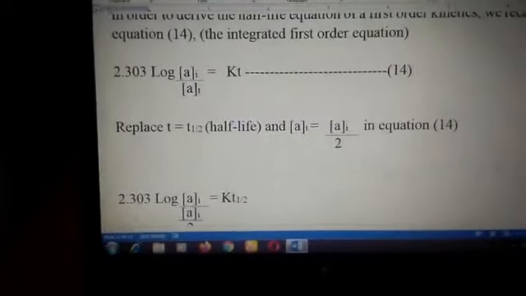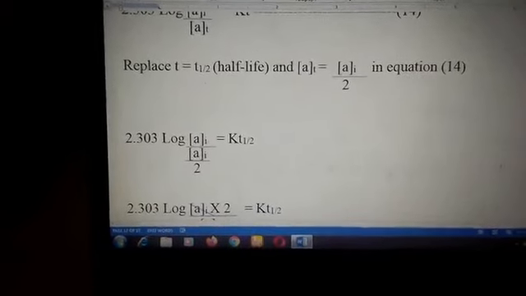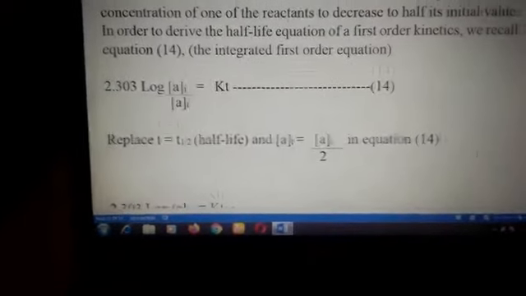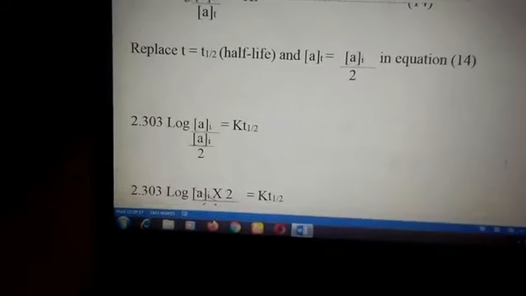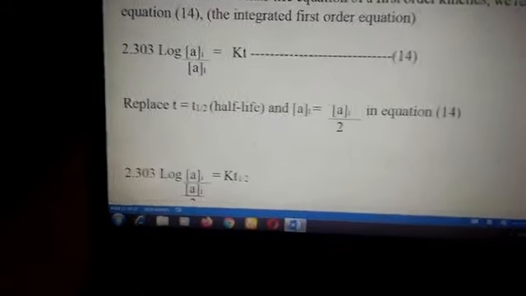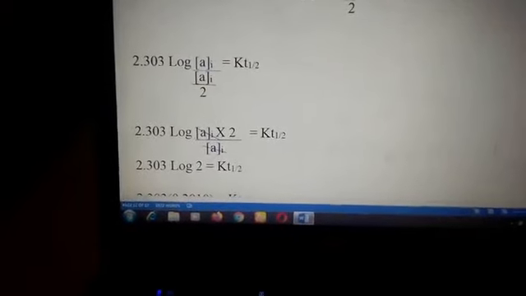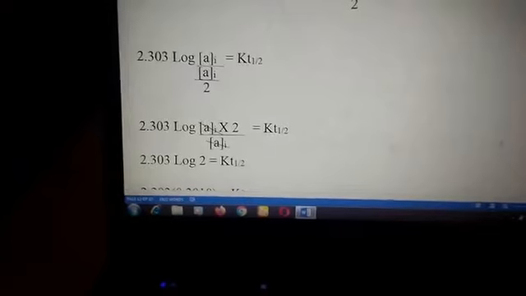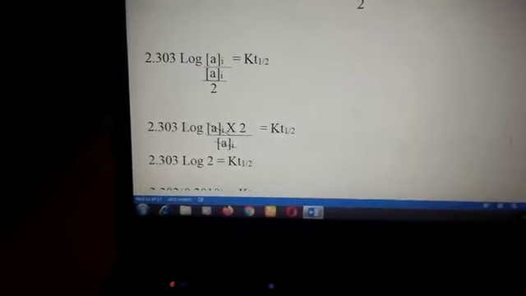So we'll now go forward. We have 2.303 log Ai, Ai remains the numerator, all over Ai over 2. That Ai over 2 is now your At, being Ai over 2. Then replacing our kt, the t now becomes t-half. Then on the left hand side, we have 2.303 log Ai over 2 all over Ai.